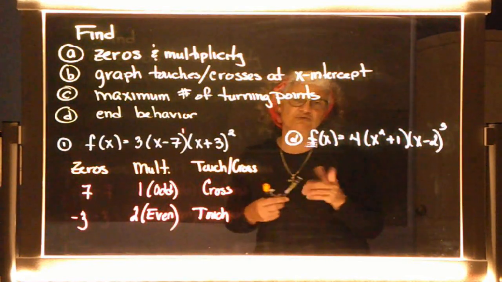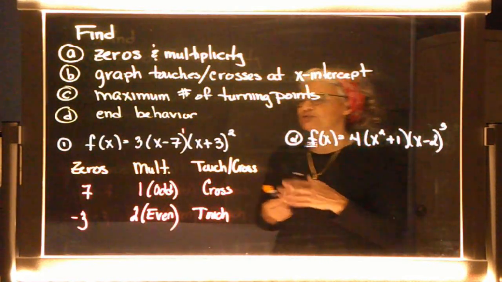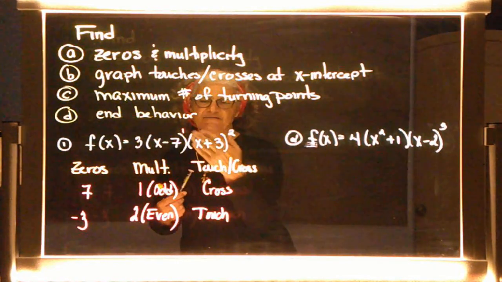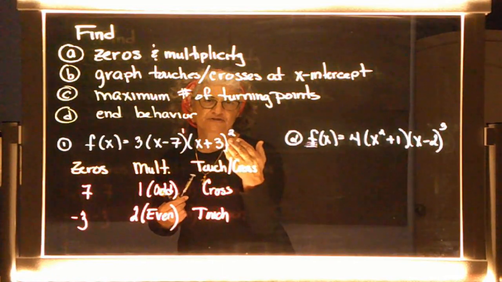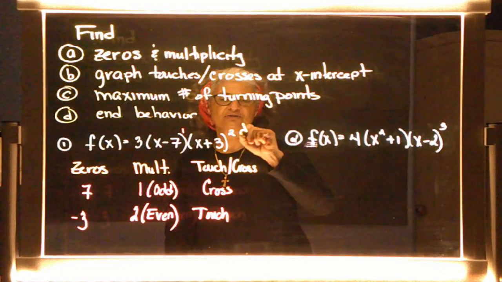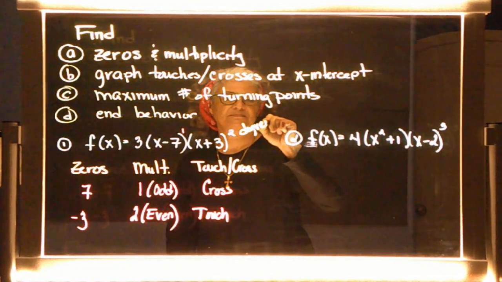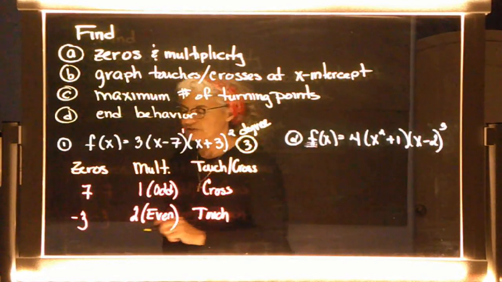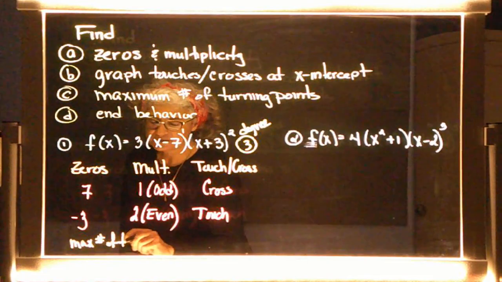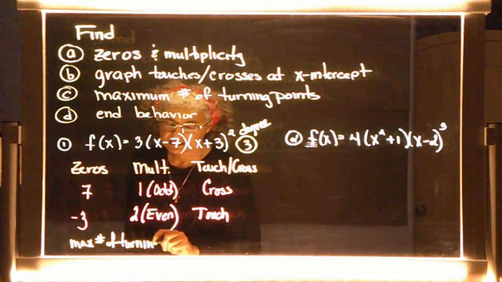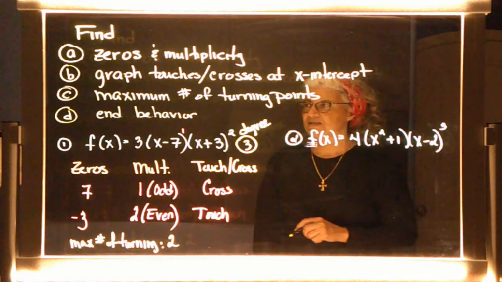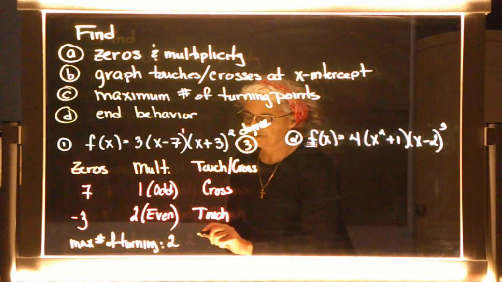Part C wants to know the number of turning points, which means you need to know the degree of this polynomial. Now think about it. If this is a power of 1 and this is a power of 2, this polynomial has a degree of 3. So, the maximum number of turning points would be 2. With me? Last one wants to know the end behavior.